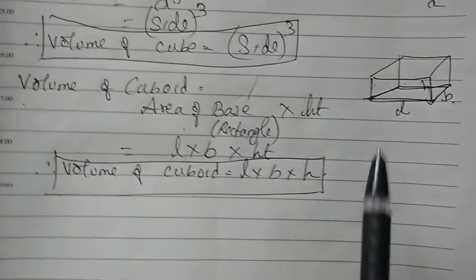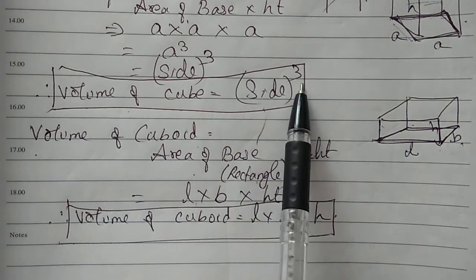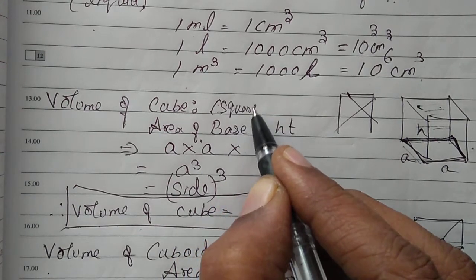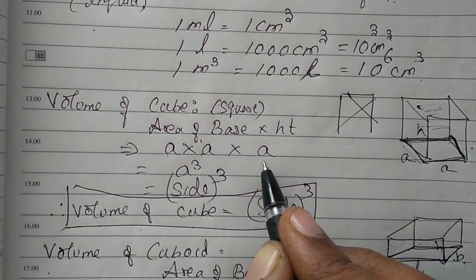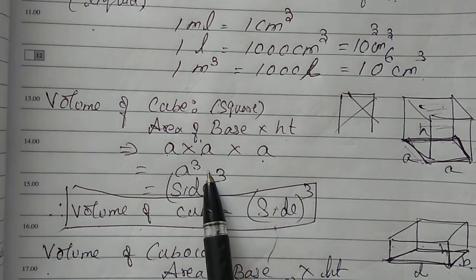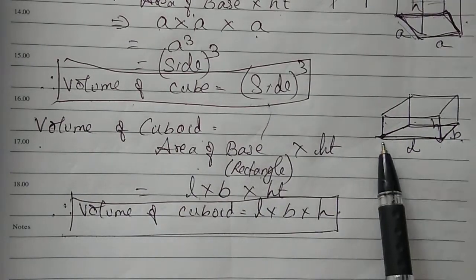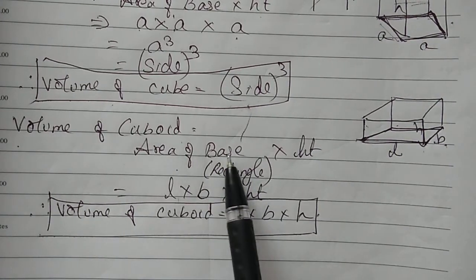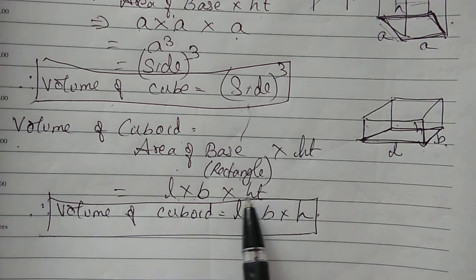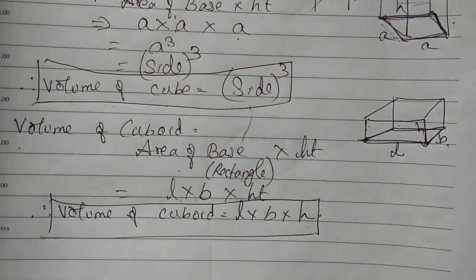So now using the concept area of base into height, we found volume of cube is side cube, because the base of a cube is of square shape, which is A into A, multiplied by height. Height is also A, because cube has length, breadth, height, everything the same, is it not? So we got A to the power of 3, that is side to the power of 3. Similarly, in volume of cuboid, area of base into height, where in cuboid the base is in the shape of a rectangle. We all know area of rectangle is length into breadth, multiplied by height. So volume of cuboid is L into B into H.